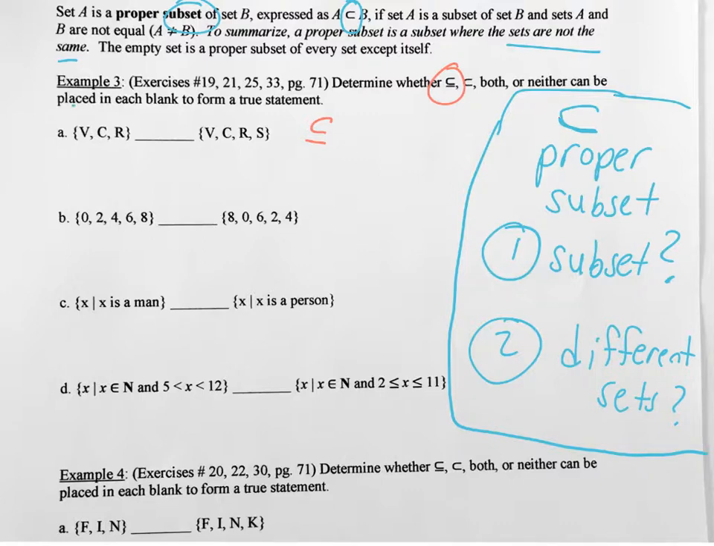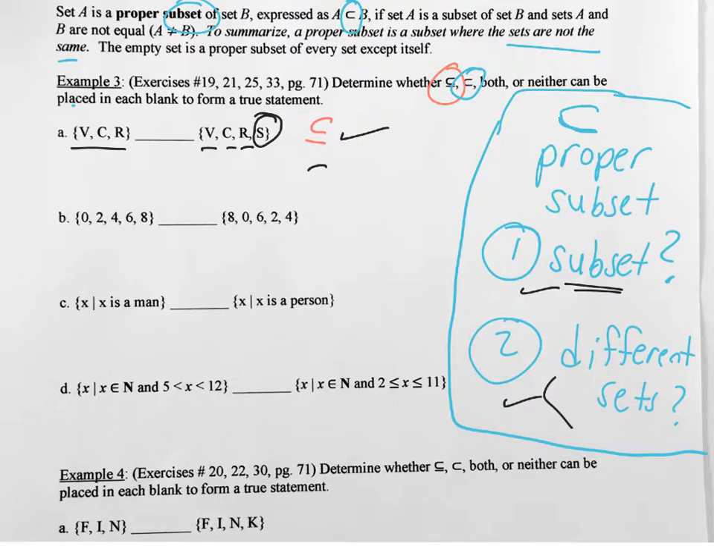Okay, now let's check it to see, can we take it a step further? Is it not just a subset? Can we also say it's a proper subset? Well, let's check our criteria. First criteria, is it a normal subset? Well, we just said yes. Check. It's a normal subset because everything in the set on the left is somewhere within the set on the right. Criteria 2, are these two sets different sets? Yes. The set on the right has an extra element. It has an S in it. So it also passes criteria 2.